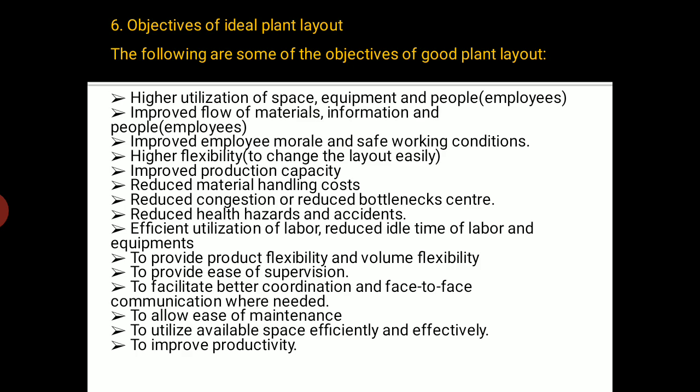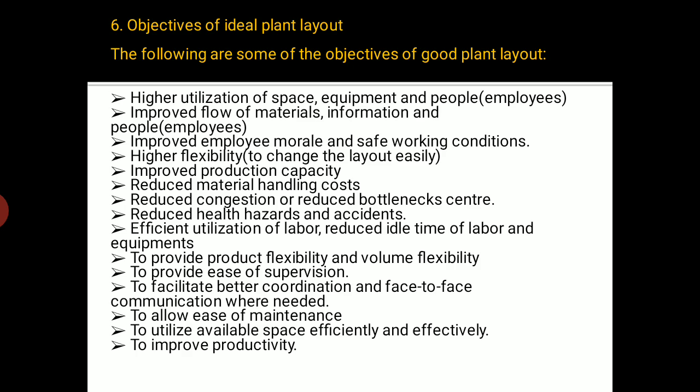Next comes improved production capacity. How can production capacity be improved? If the machines are placed one by one, synchronized properly, so well arranged that the production comes up very easily and smoothly. That will help the production capacity to remain at ease or to increase, right?